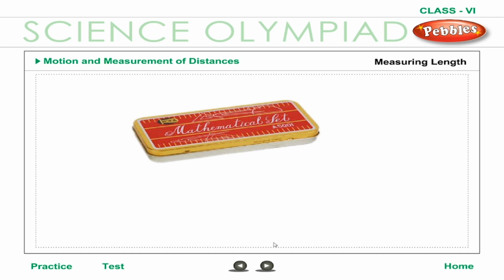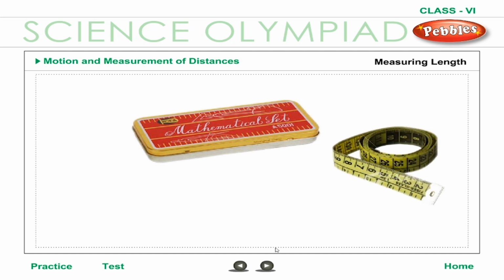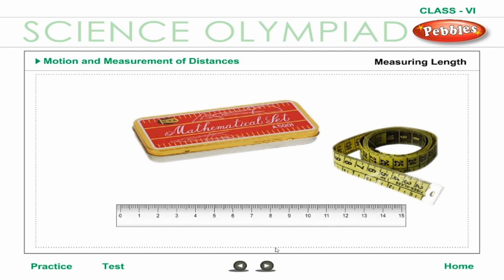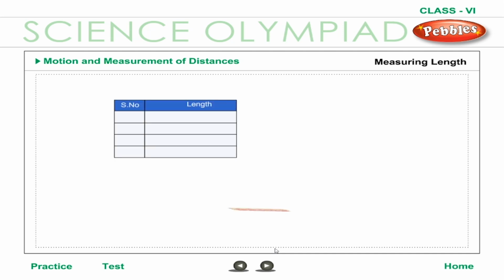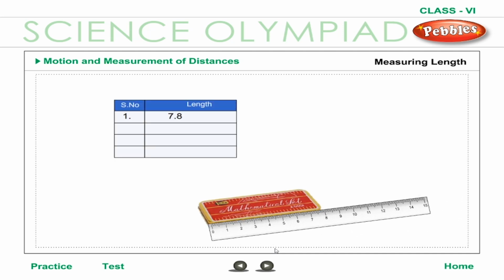Measuring length. Measuring the length of your geometry box. The measuring tape, meter scale, and the scale are the most commonly used instruments. Let us use a graduated scale divided in millimeters and centimeters for our task. First step will be to choose a suitable unit of measurement. It is always advisable to make 3 measurements and calculate the average.